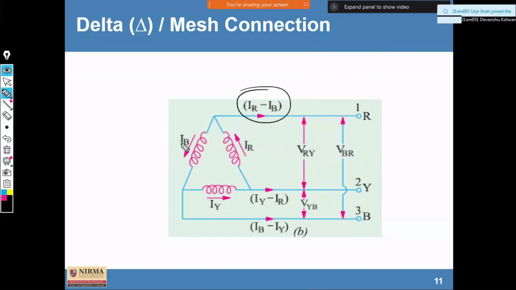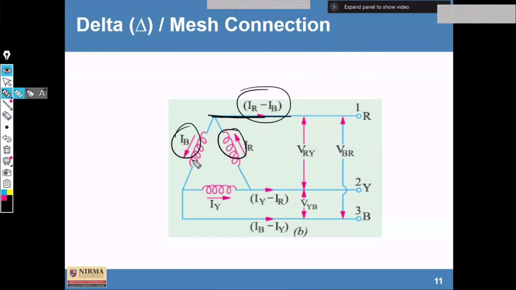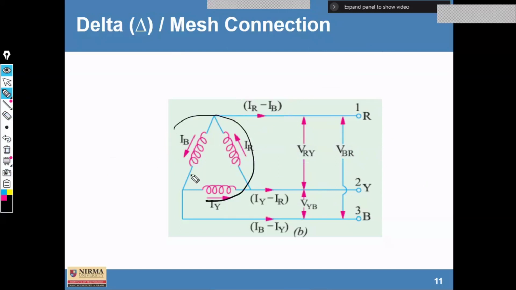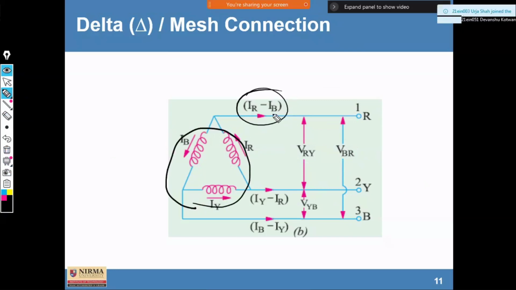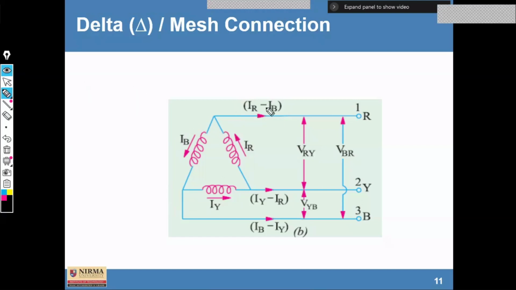What is the difference here? The difference is in current, because the current rotates in this way; the direction is shown here. So there is a difference between two different currents. Line current will be different from phase current, and hence we can have various equations or relationships between line current and phase current. Clear?